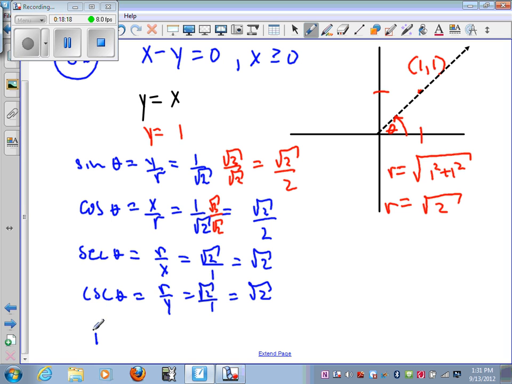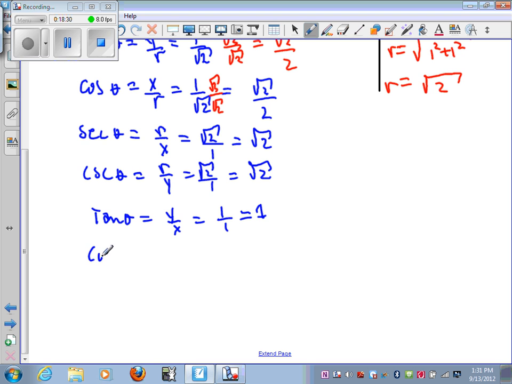And then tangent is y over x. That's just 1 over 1, which is 1. And then cotangent is x over y, 1 over 1, which is 1. So that's how you do those. The next one's talking about quadrantal angles. So that's on your quadrant lines.